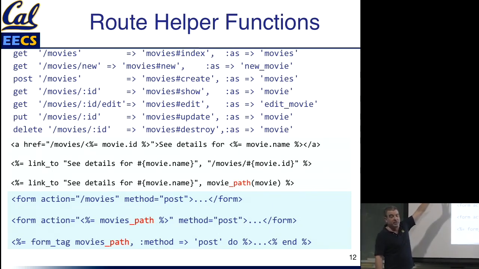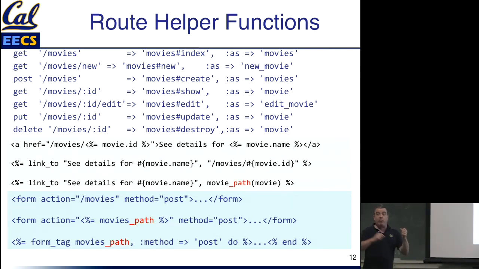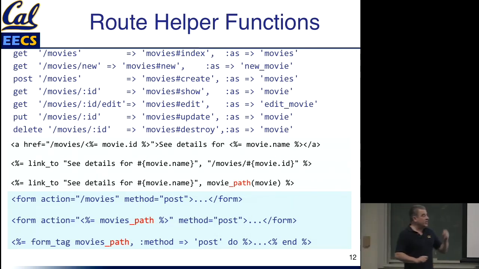So if the routes file changes, the stuff in your views does not have to change. And as we'll see, when we have resources that have relationships to each other, like the idea that a movie can have many reviews and the reviews sort of have to travel along with the movies, there are ways that you can construct RESTful routes that capture that fact. And the helper functions will make it easier to construct those too.